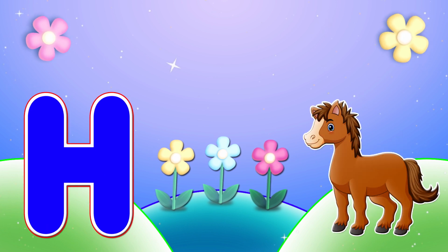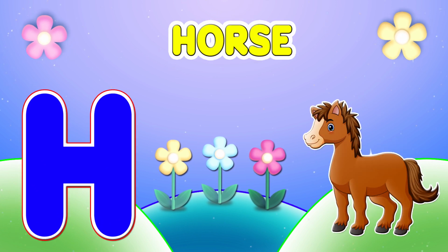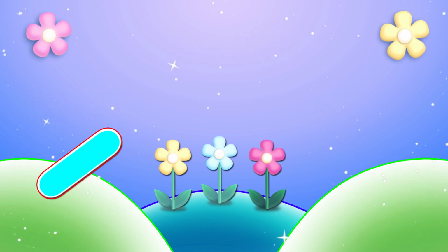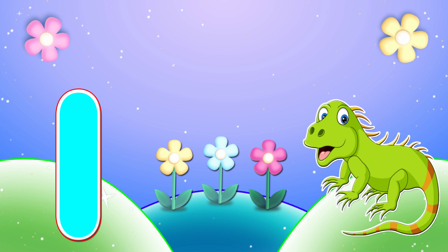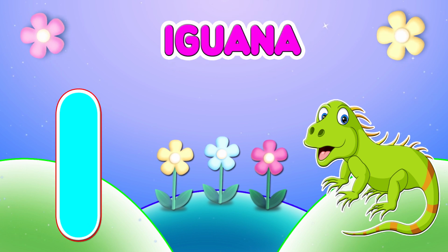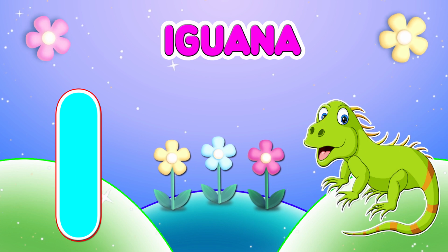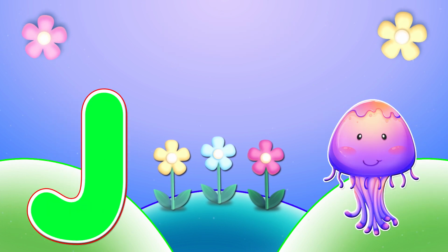H, h, h, h, horse. H, h, h, horse. I is for iguana. I, i, iguana. I, i, iguana. I, iguana. J is for jellyfish.